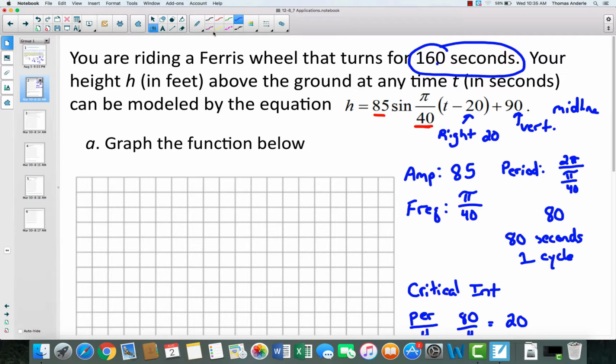The amplitude is 85, so if there was absolutely no shift at all, it would go from negative 85 to positive 85. But there is a shift, and it makes sense that there's a shift because we're not going to be negative 85 feet below the ground if you're riding a Ferris wheel. We're shifting up 90. So all of these points move up 90. So it's really going from 5 feet to 175 feet.